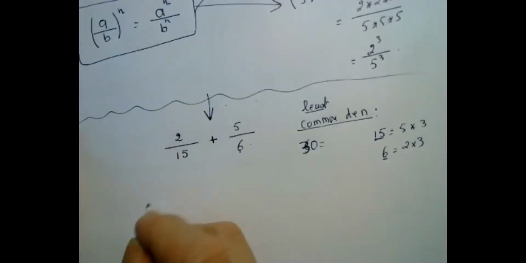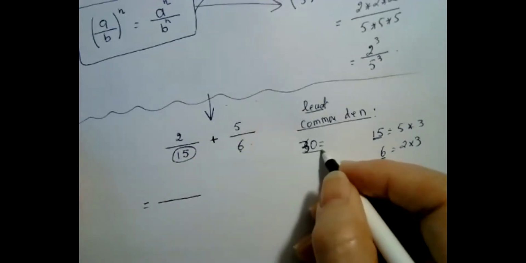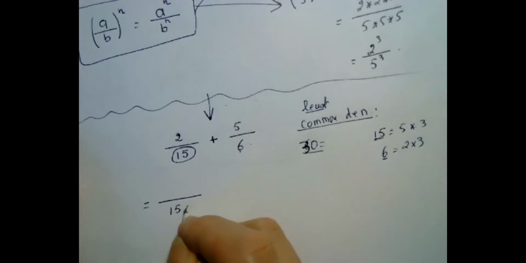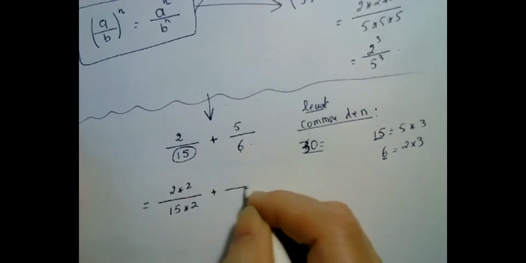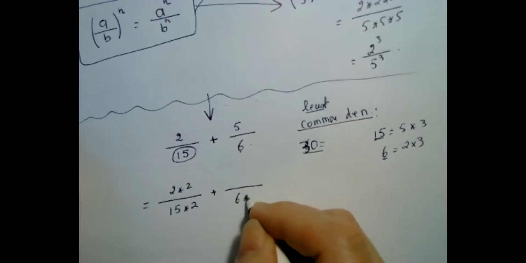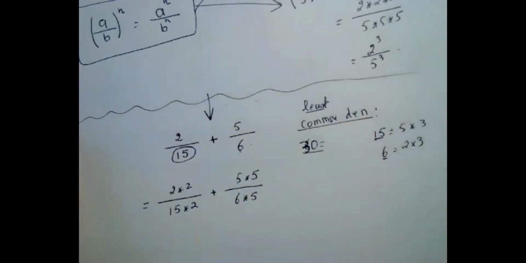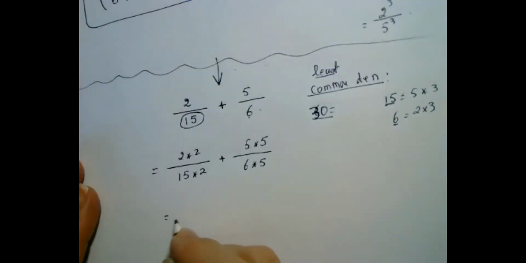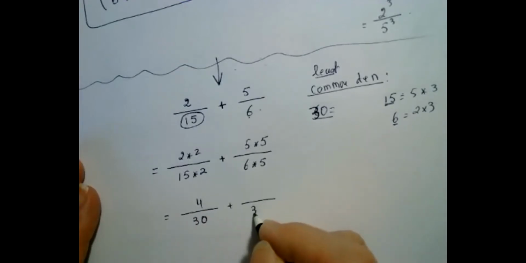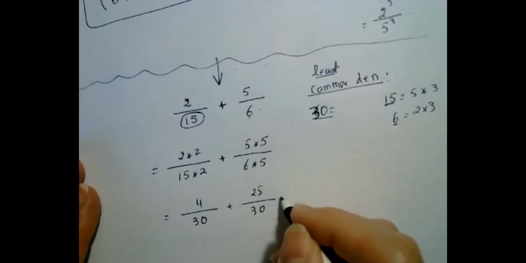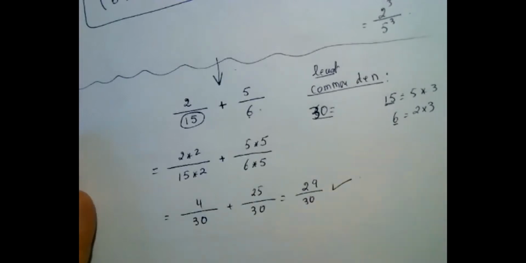So now, the common denominator is 30. To get to 30 from 15, I have to multiply this by 2. And to get to 30 from 6, this should be multiplied by 5. Now I'm safe. That's 30, that's 4, that's 30, and that's 25. It's going to give me 29 over 30, end of the problem.